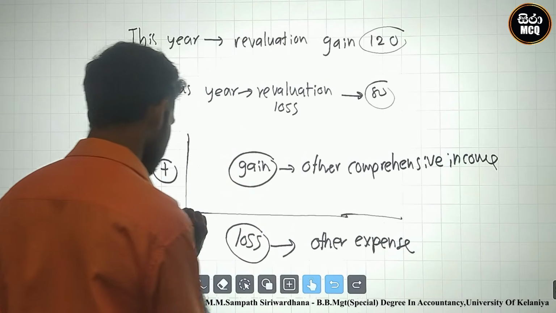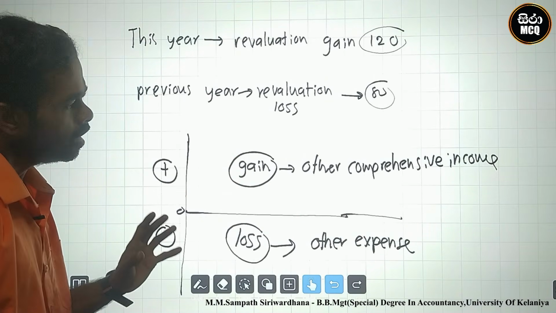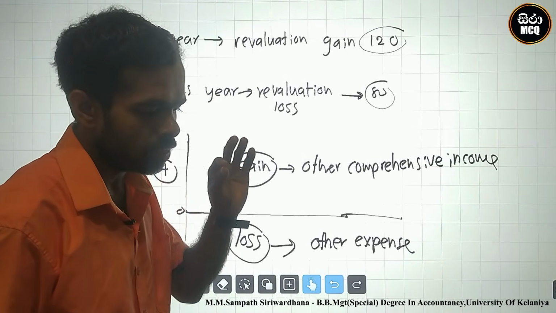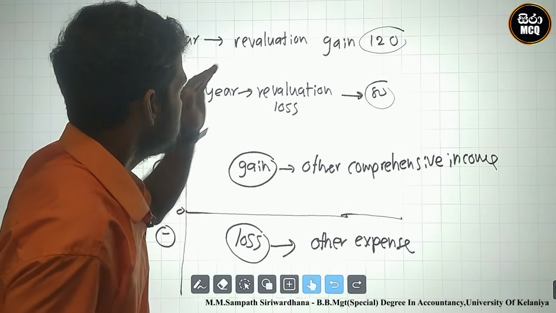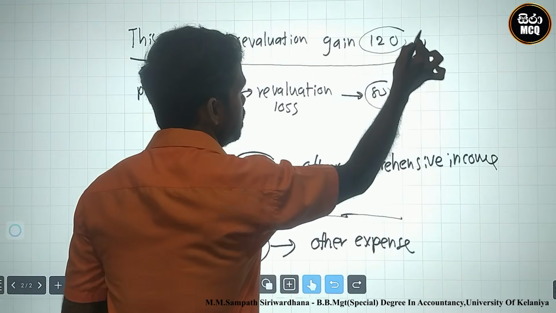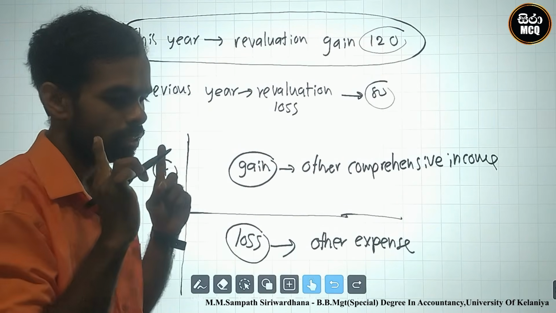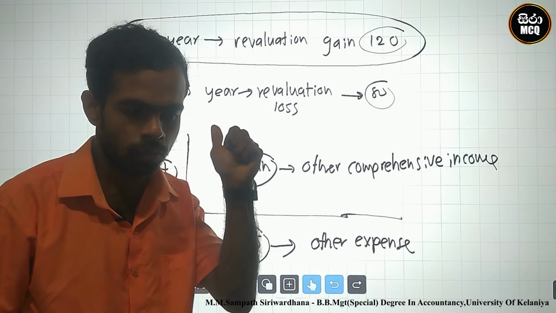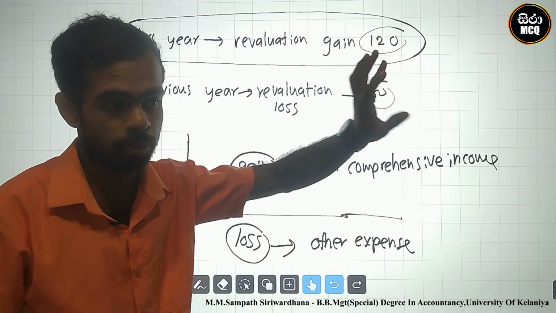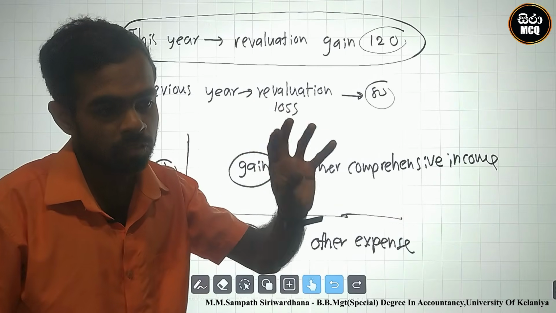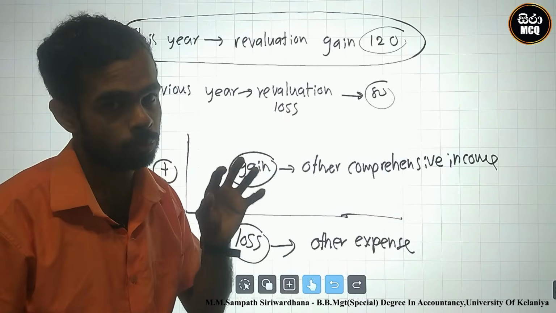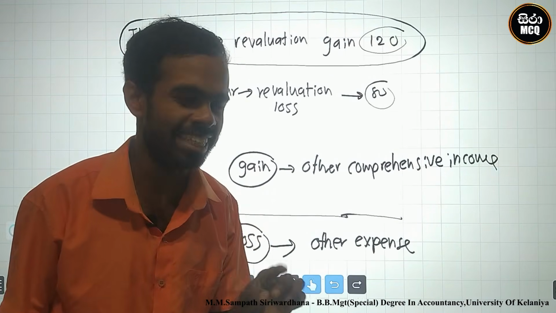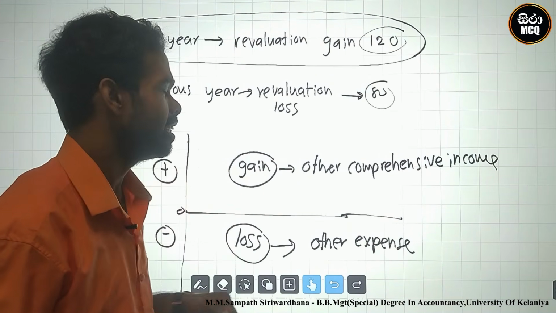This is the area, this is the zero. Okay, firstly we must record the revaluation gain 120 in the current year. In the current year you must record only 120. But the previous year result of 80 should be considered. You only record 120, but you must consider 80.